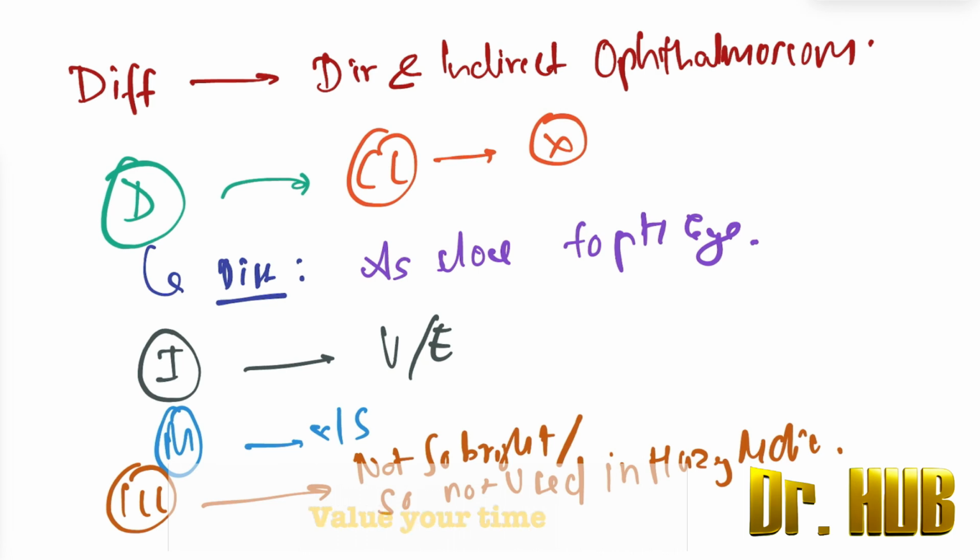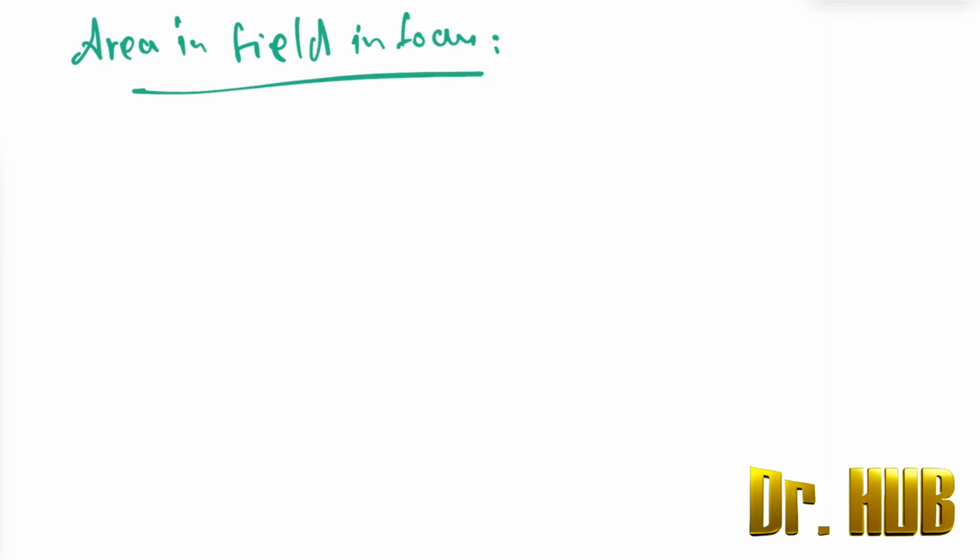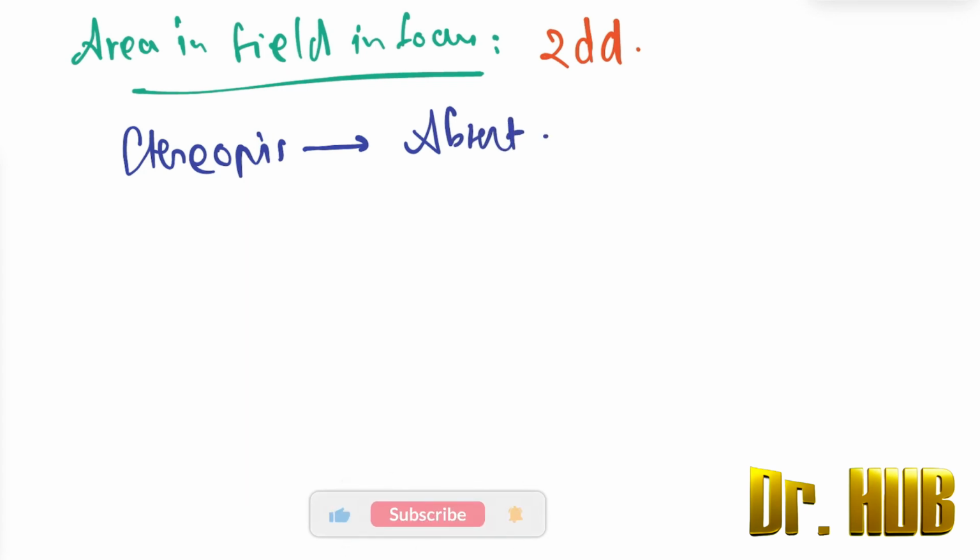Then comes the area of field in focus. This is about 2 disc diameter. And looking at stereopsis, it is completely absent.